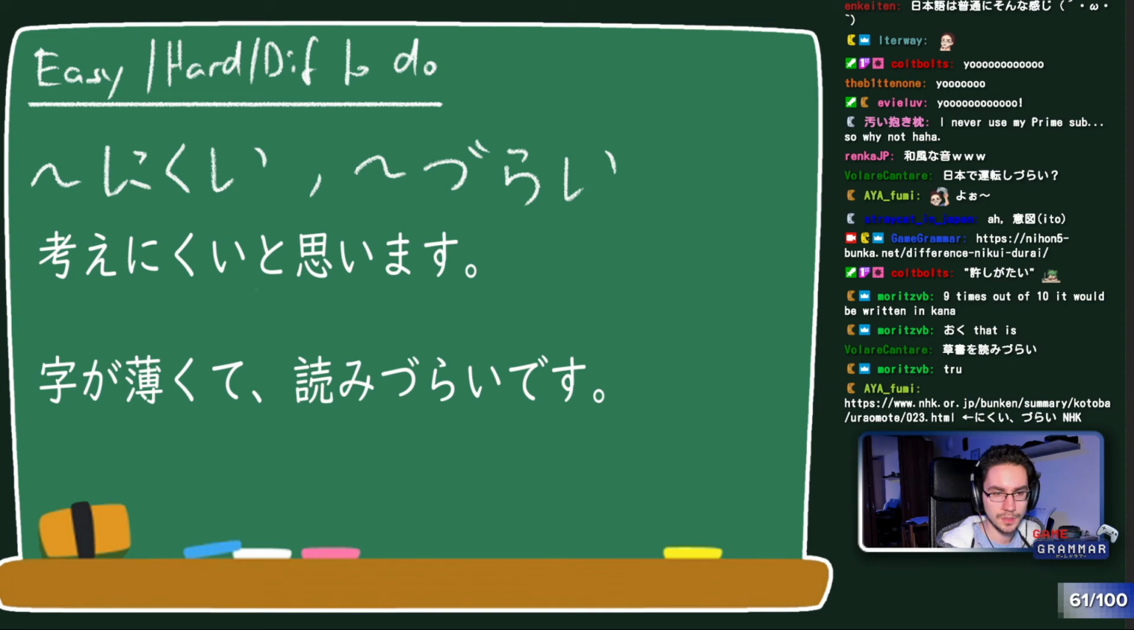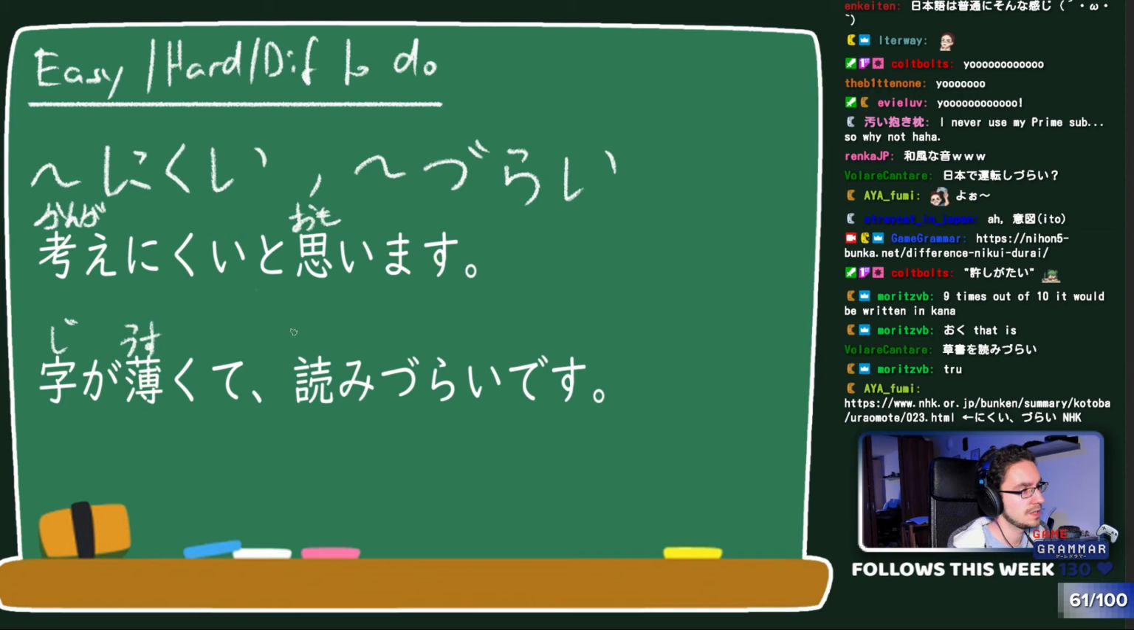Okay, can I switch my layer again? Thank you. So we have 2 example sentences here. This one is 考えにくいと思います. I keep doing it like this, but actually, sorry, you're supposed to do this, right? Yeah, you're supposed to do this, but I keep doing the other one. Anyways, it really doesn't matter. 字が薄くて読みづらいです.